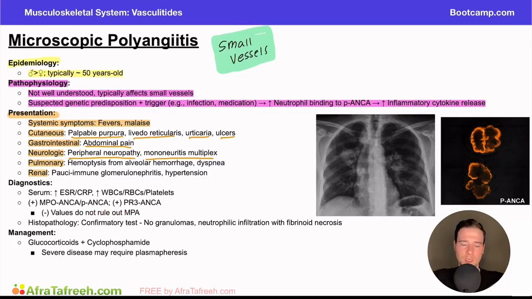Now, interestingly, these patients can get hemoptysis from possible alveolar hemorrhage and dyspnea, and can also experience renal findings such as pauci-immune glomerulonephritis and hypertension. So what does the term pauci-immune mean?